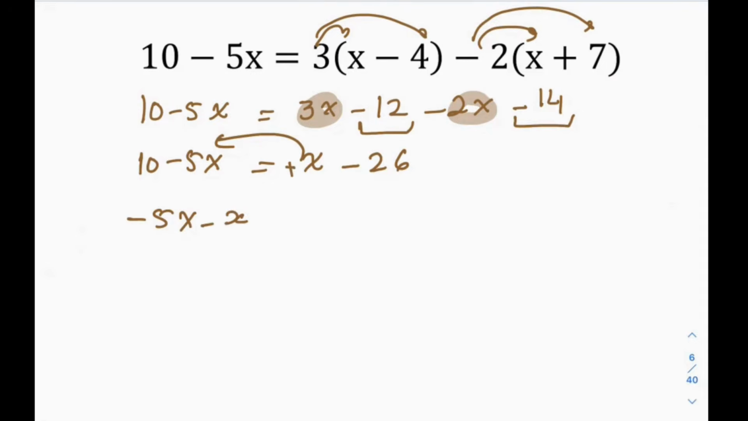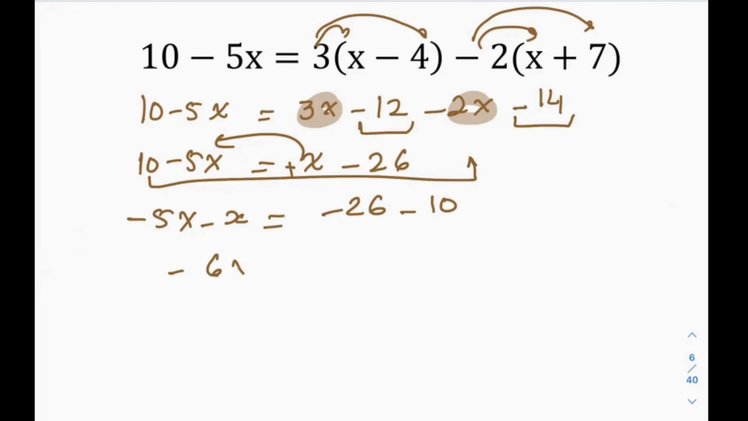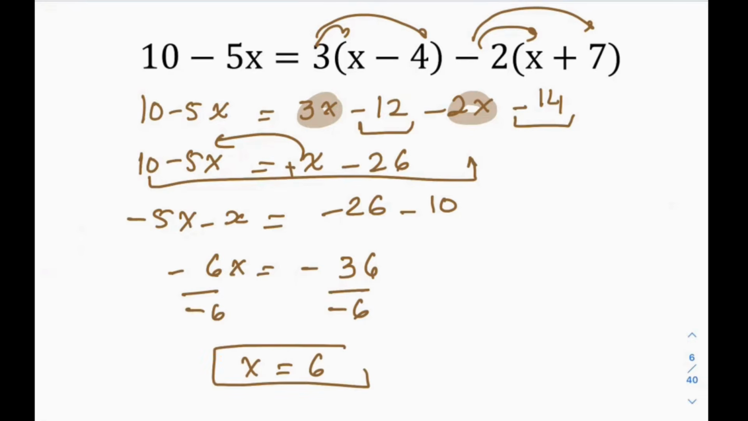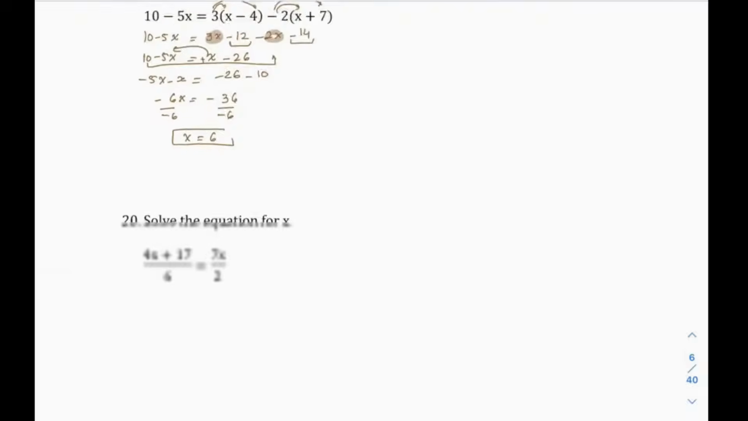Don't forget that this was positive. Then 26 negative. I'll take the 10 to that 26. It will be negative 10. So this will be minus 6x is equal to minus 36. Use the calculator if you are not good at adding integers. And when you divide by negative 6 both sides, x will appear to be 6. And this is the final answer.